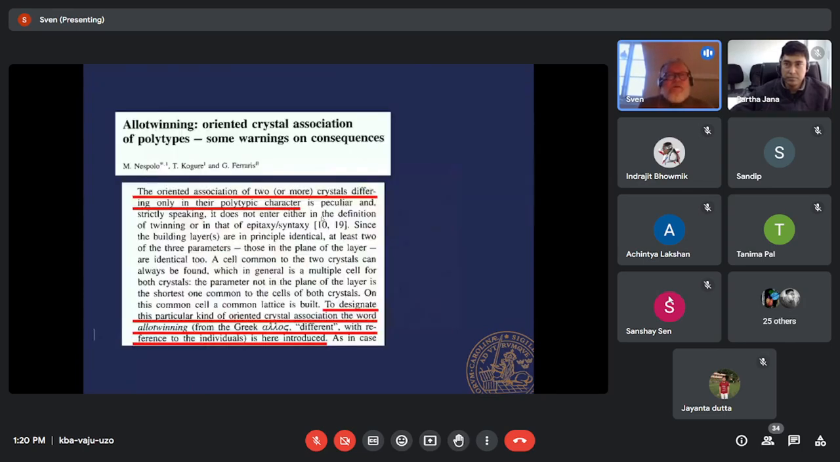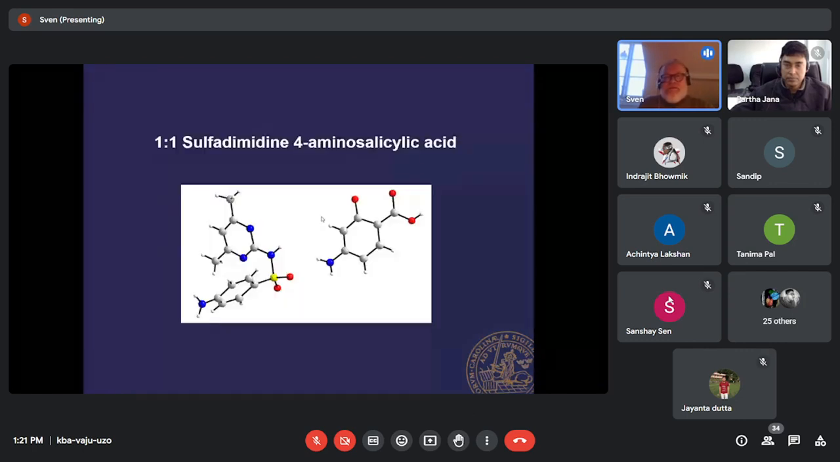And I'll give you one more example of this. This is called allotwinning, when you have the association of crystals of polytypes growing together. Allotwinning comes from allos, which is different in Greek. So you have different individuals twinned together. A molecular example of this is a co-crystal of sulfadiamidine and 4-aminosalicylic acid.